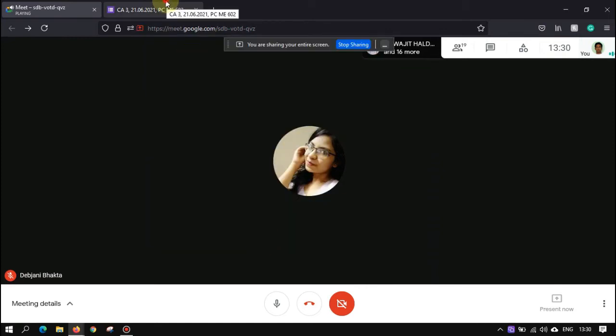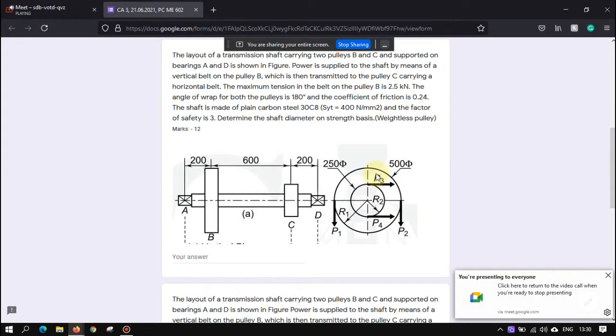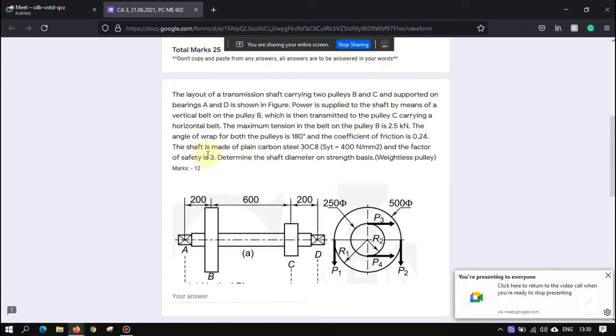Sorry for the interruption. It got interrupted due to an issue. You can see that there is a question given. Just pay attention over here. The question is the layout of a transmission shaft carrying two pulleys. Many of the things are written, so let me summarize this.